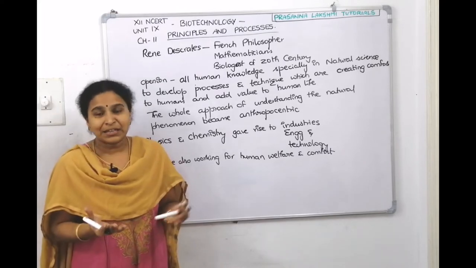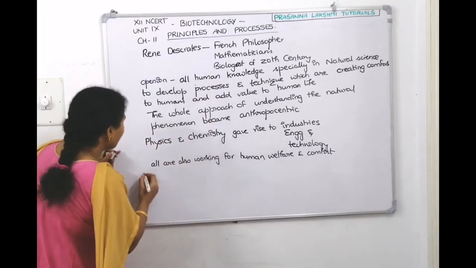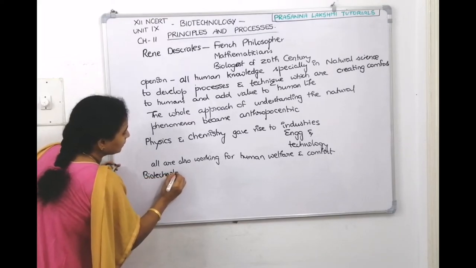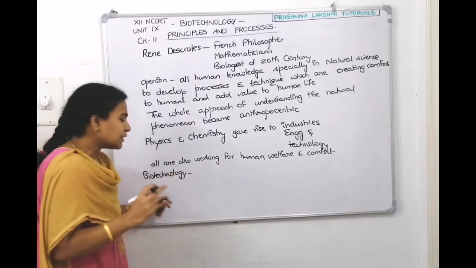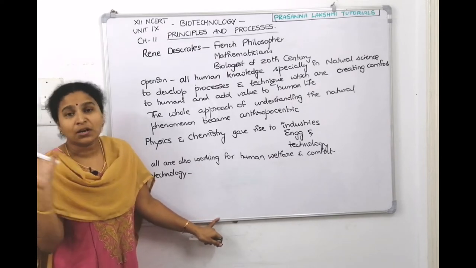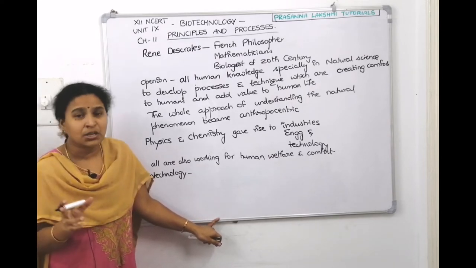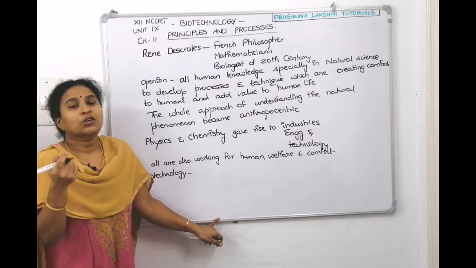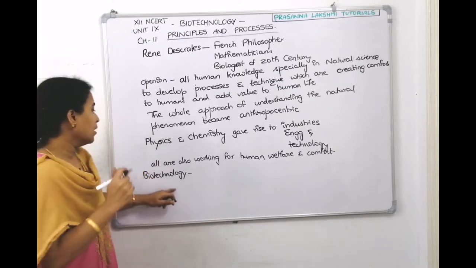Now we have a technology called biotechnology. If you talk about biotechnology, what is this? We consider this an offshoot of 20th century's modern biology. It's not classical biology, it's not traditional biology. It's an offshoot, meaning it's a branch of 20th century modern biology.